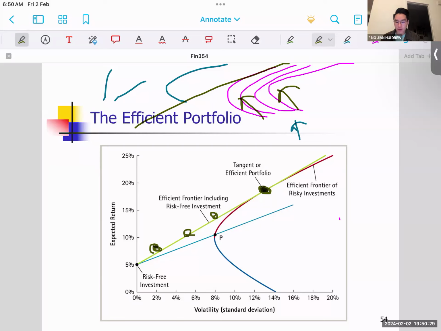And this portfolio is the best, in the sense of the least volatility for a given return. Then in simple terms, why? Let me just zoom in a little here.